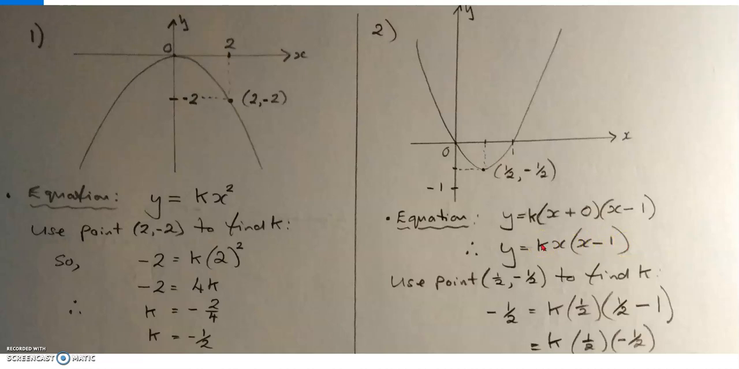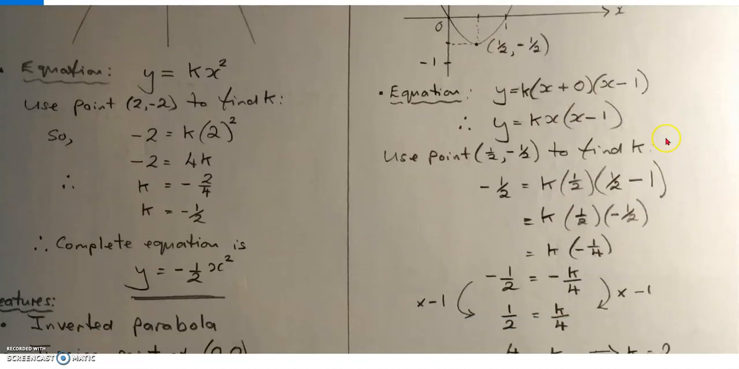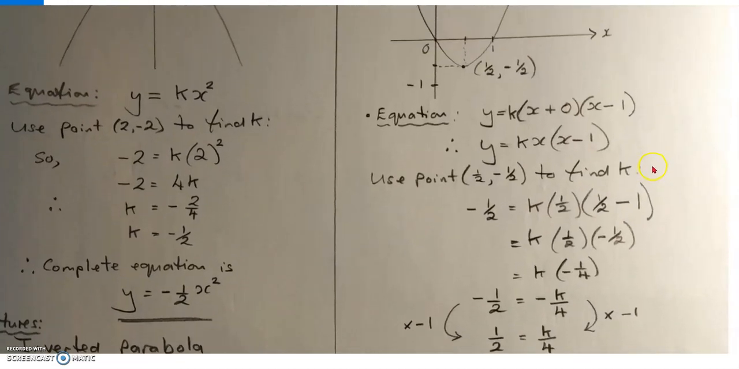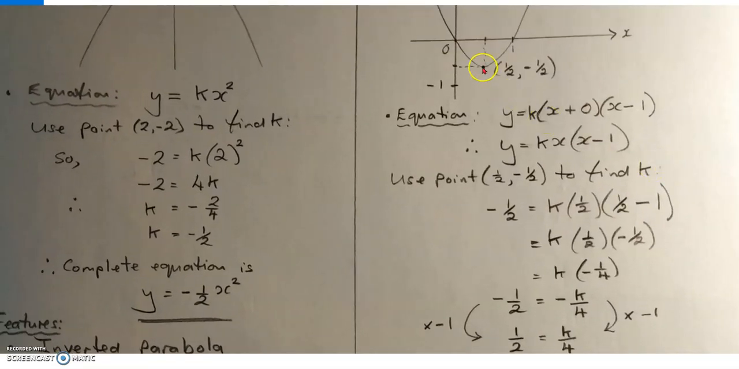Now, this is where it gets a little bit hairy with working with the fractions, but if you keep a clear head and do it slowly, you should be able to do this. So we're going to use this point here, which is 1/2, minus 1/2. And so we're putting in for y minus 1/2. We're putting in for this x 1/2, and for that x also 1/2.